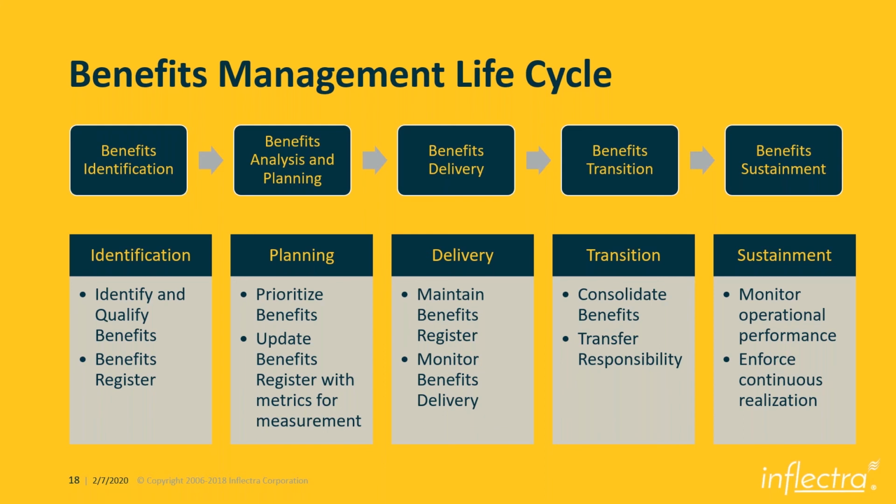Now, prioritize those benefits as to which is the most important one. That's where you are trying to associate with the minimum viable product. Then update the benefits register with the metrics that you are going to use for measurement. As part of your delivery, you are constantly maintaining the benefits register. In the transition, you are consolidating all of them to make sure that you are transferring the responsibility to the appropriate individual, delegation of the responsibility. And as part of the sustainment, you are defining how to monitor it in operations for operational excellence, so that you are able to self-fund the project moving forward.